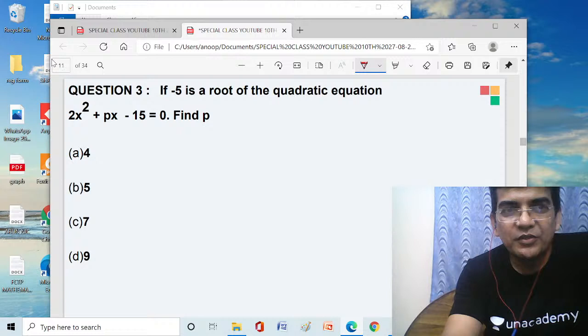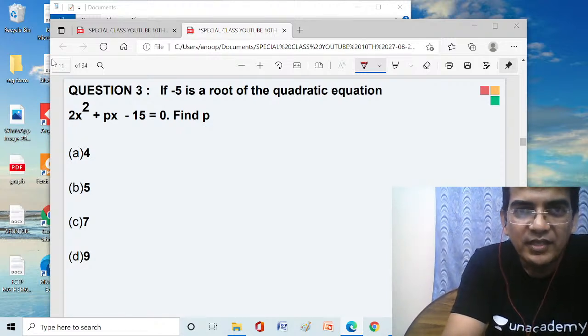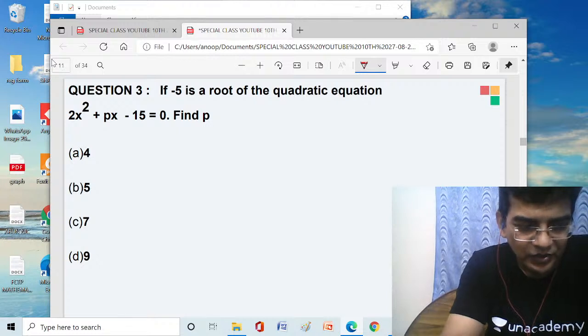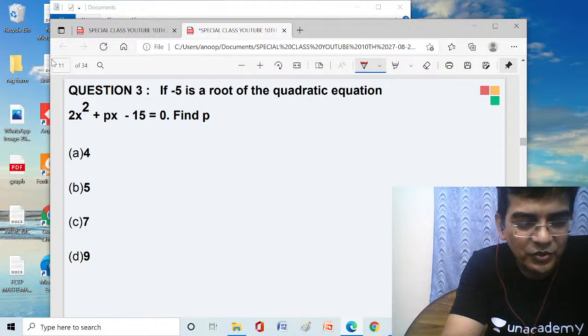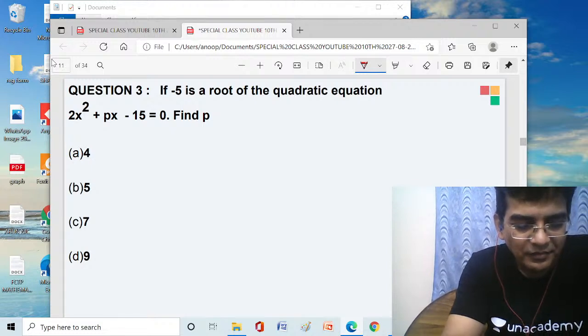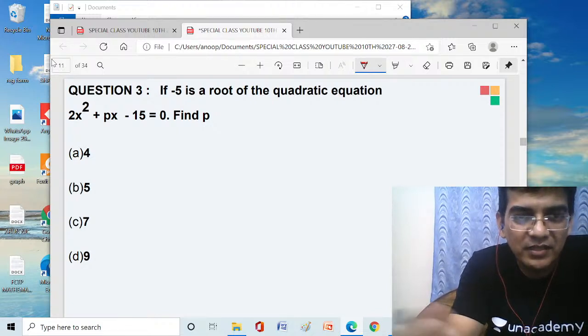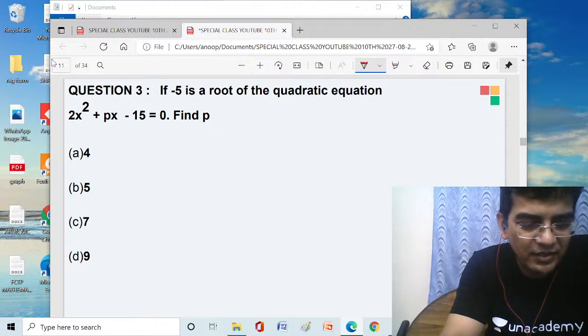Okay, now moving on to the next question. If minus 5 is a root of the given quadratic equation, you have to find the value of p. If someone would like to try it, comment in the chat box what should be the answer. Before I start explaining, if you want to try it, you can comment in the chat box, and I want to see if anybody can answer it.